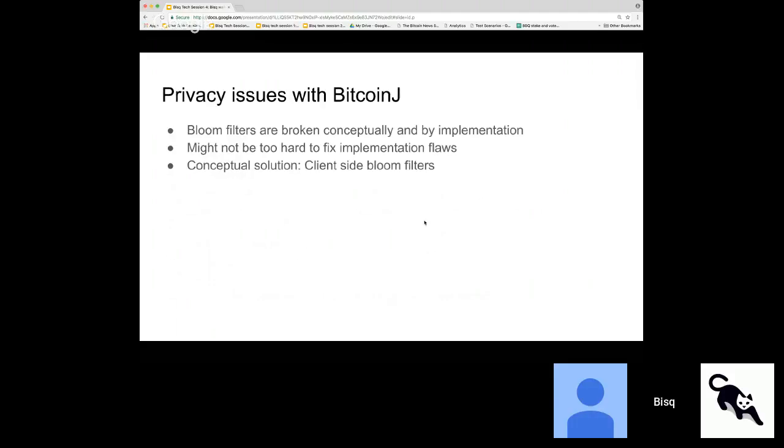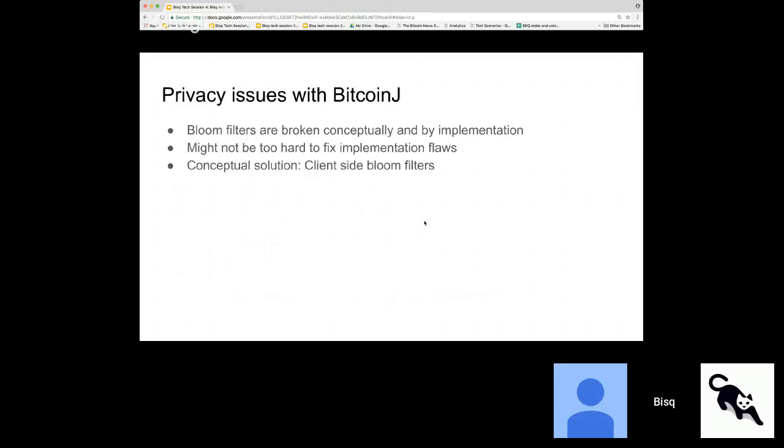Okay, I talked about the privacy stuff already. An important thing is that the Bloom filters, even if the implementation is fixed, are broken conceptually, in that you are sending important information to a full node, and with chain analysis of these transaction graphs you would always lose privacy. So even if it were perfectly implemented, it would still be bad for privacy. It's basically the view in the Bitcoin Core camp that everybody regretted that this was ever added to Bitcoin.